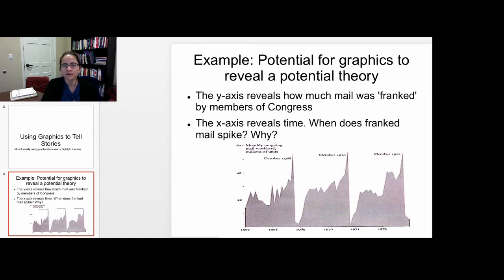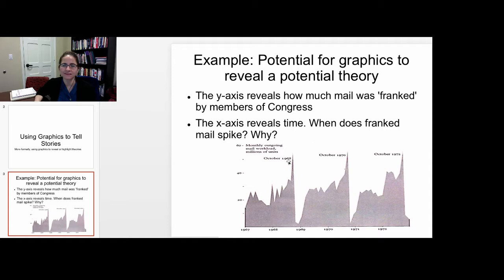And that is what this graphic shows. This is a graphic where the y-axis, the vertical axis, reveals how much mail was franked by members of Congress. Now, franking is a specialized term that's used to describe members of Congress getting their mail paid for by the federal government if it's in relation to their official workload. But we're going to see that maybe that official workload also has something to do with something else. The x-axis reveals time, so this goes from 1967 to 1973.